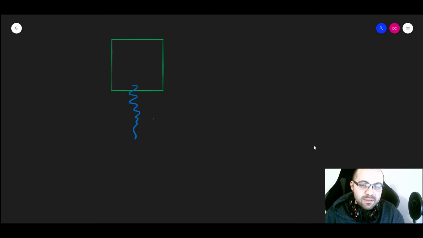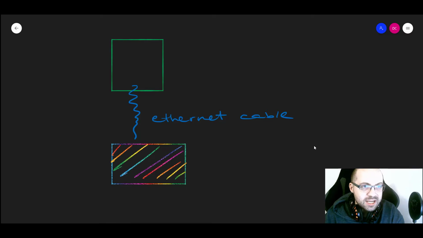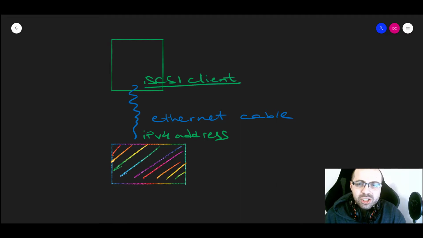So you would have an Ethernet cable. And here you would have some kind of a box which supports iSCSI. So you would have your ESXi connected to the IPv4 address of this device using iSCSI client. Another name is iSCSI Initiator.